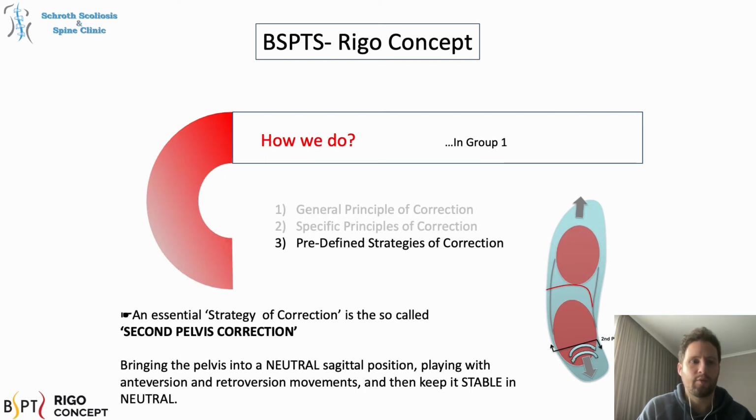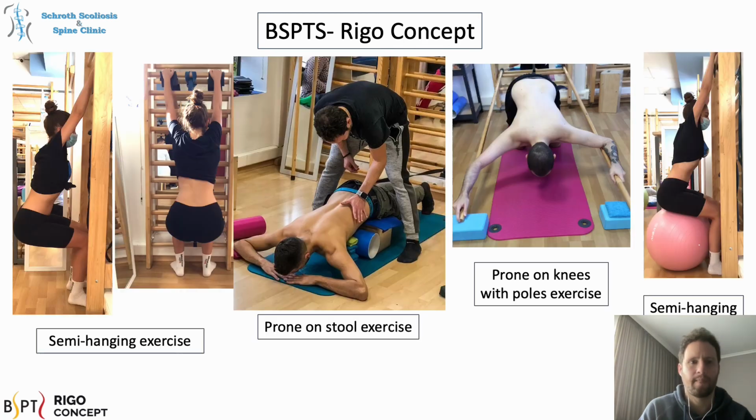Here I'm going to speak a little bit more about the importance of the pelvic correction. So we have the second pelvis correction, which is to bring the pelvis into a neutral sagittal position, playing with anteversion and retroversion, and keep it stable during exercise. So the concept is that in order to get the best possible self-elongation, you need to have the pelvis in a neutral position. If you have the pelvis in more anteversion, or more retroversion, this will reduce the chance for the best self-elongation. Here you can see some examples of exercises from our school.